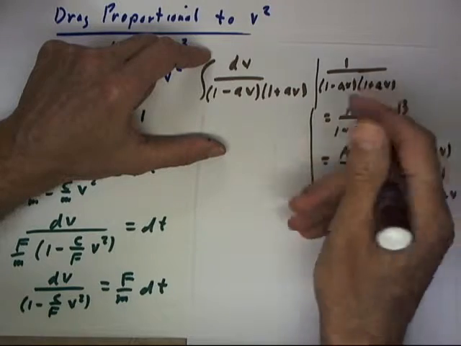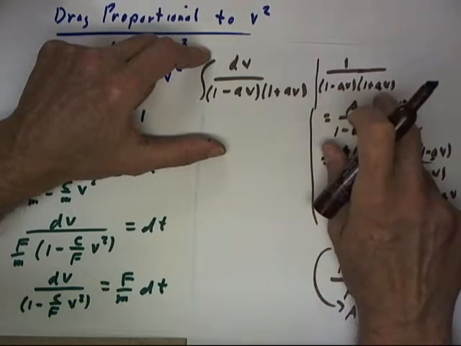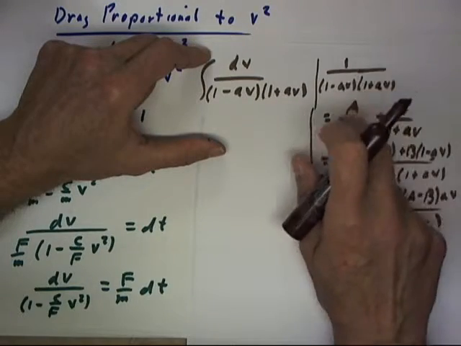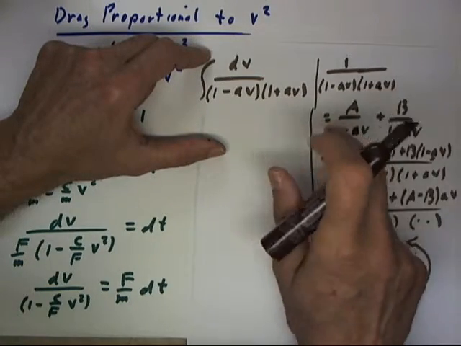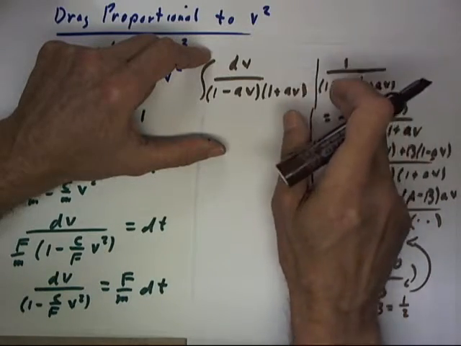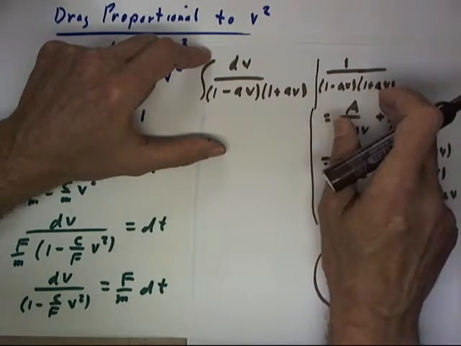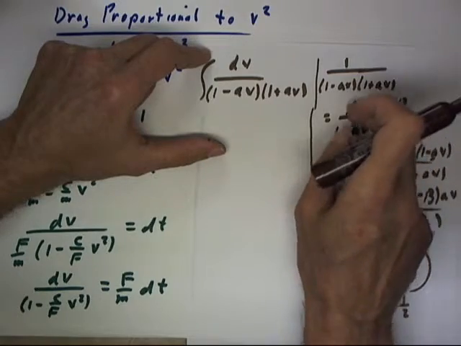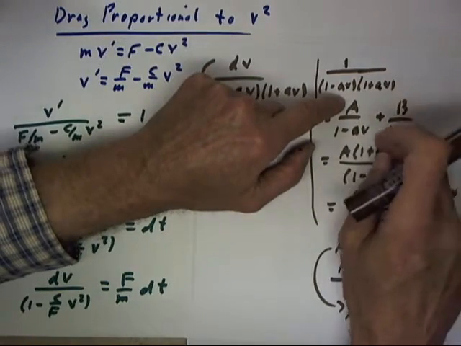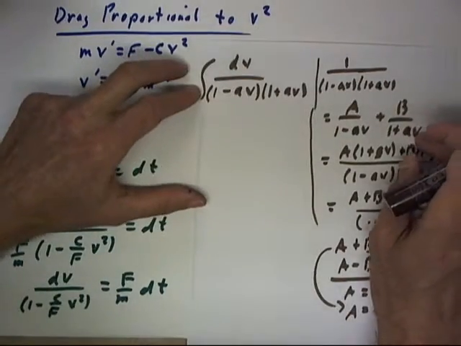Now, I've unfortunately chosen to use an a here, and I'm going to use a big A here. So this is a little a, this is a big A. They're completely different variables. As we know from partial fractions, 1 over this quantity is going to be broken into A over the first binomial plus B over the second binomial.